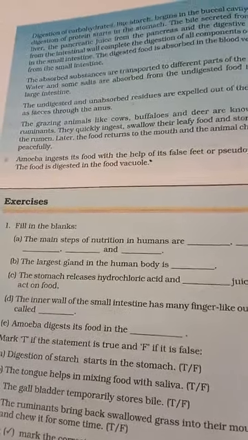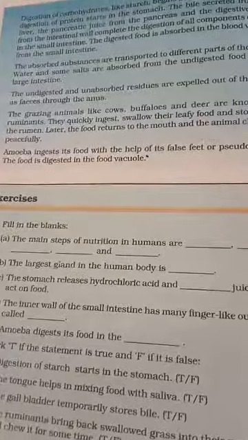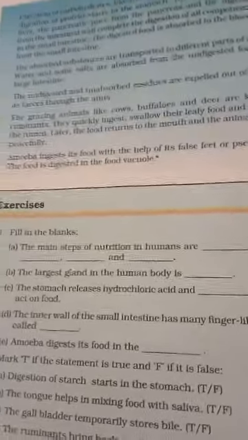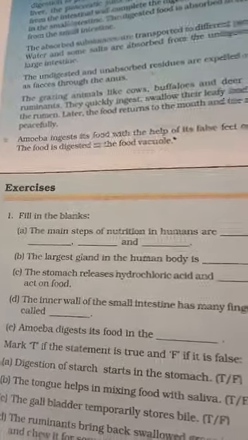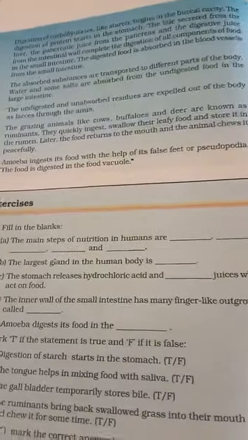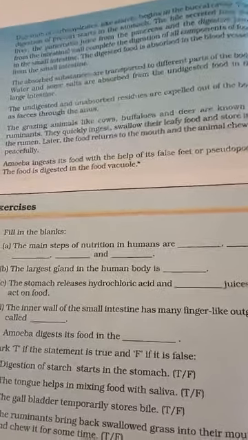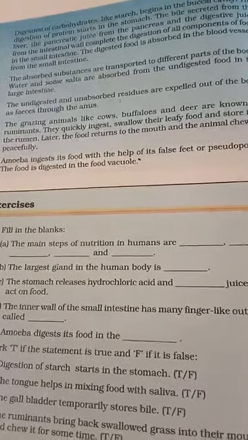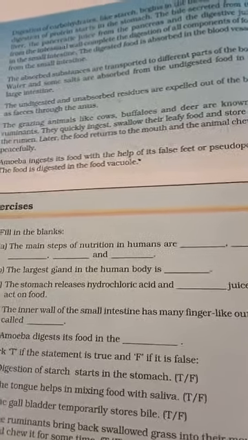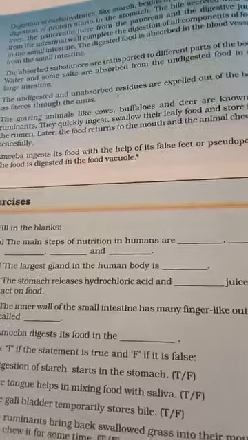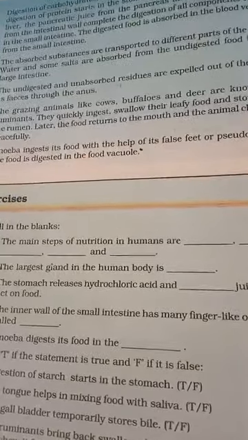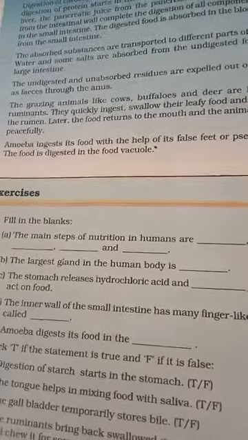And next, the digestion in grass eating animals, like the buffalo, the cow and the deer, and some other animals also. These animals are known as ruminants. The ruminant means nothing but such kinds of animals that always eat grass food items. So that is called the ruminant.